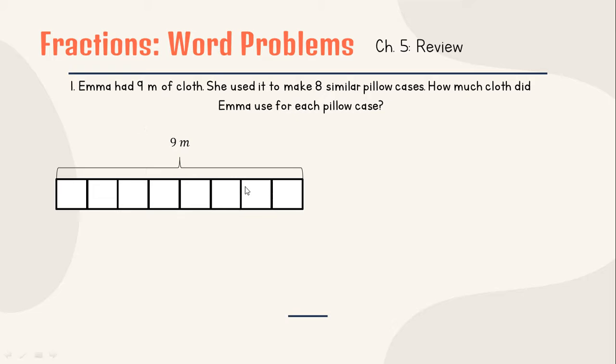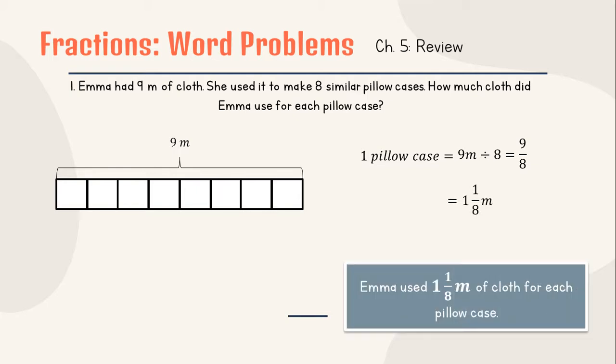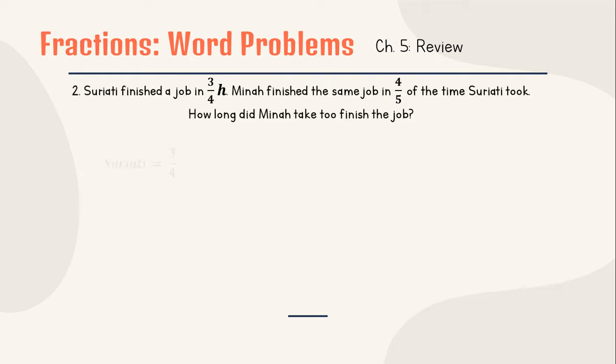Now for one of these equals how many? What we're going to do, just divide it. 9 meters divided by 8, which is 9 per 8, but make it into the simplest form, 1 per 8. So Emma used 1 per 8 meter of cloth for each pillowcase. Kinda easy, yeah? Go to number 2.